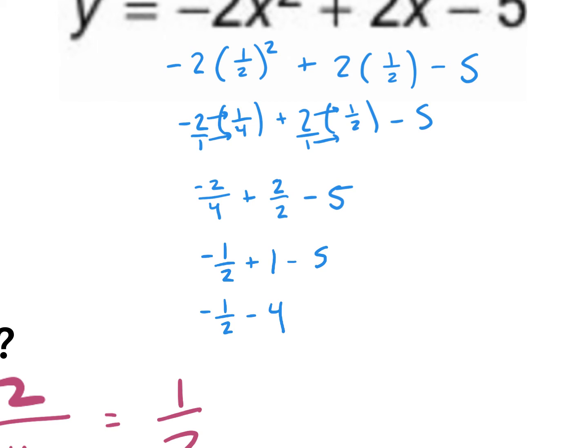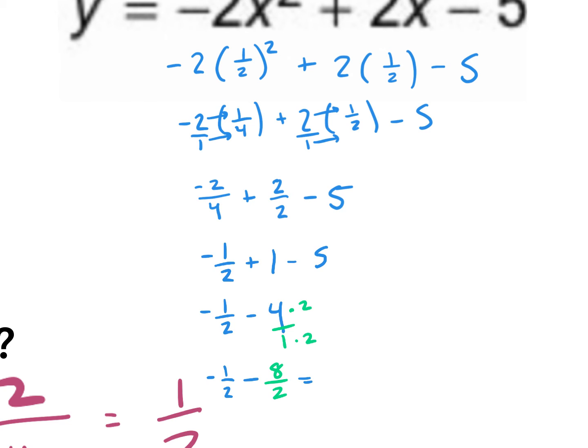Now here's the fun part. What do I need when subtracting with fractions? Common denominator. So what can I change 4 to be to have a denominator of 2? Awesome. I'm going to multiply. This is 4 over 1, so I'm going to multiply the top and the bottom by 2. So this becomes 8 over 2. So it would be negative 1/2 minus 8 over 2.